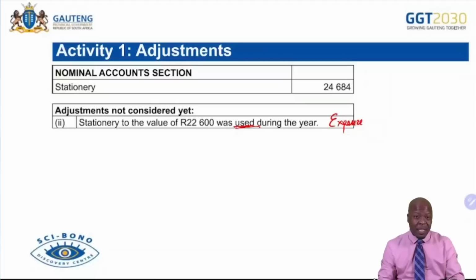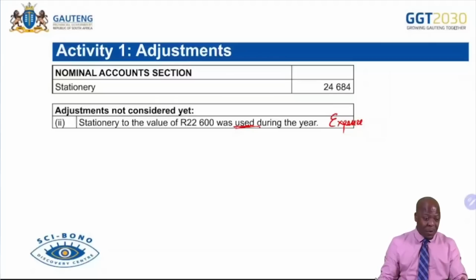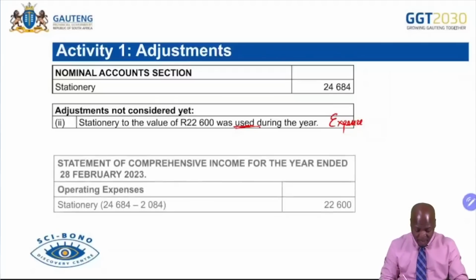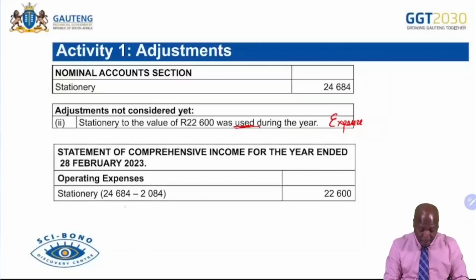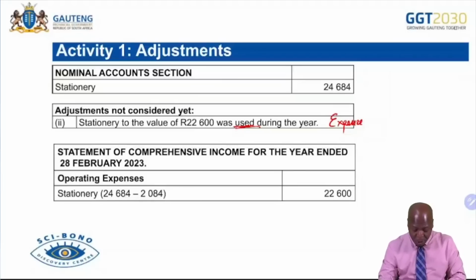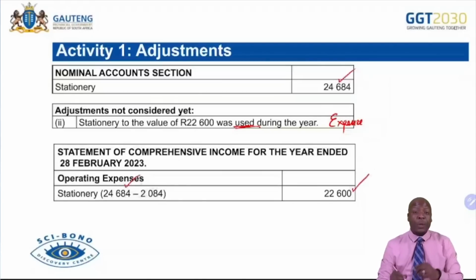And once I have the expense for the year, I have what I can record in my statement of comprehensive income. What do I do then? It means I'll come here in my statement of comprehensive income. Remember, stationery is under operating expenses. So under my expenses, I'm bringing the amount from the nominal accounts, which is 24,684. But I did not use this 24,684. I only used 22,600. So that is what I end up with in my final column.